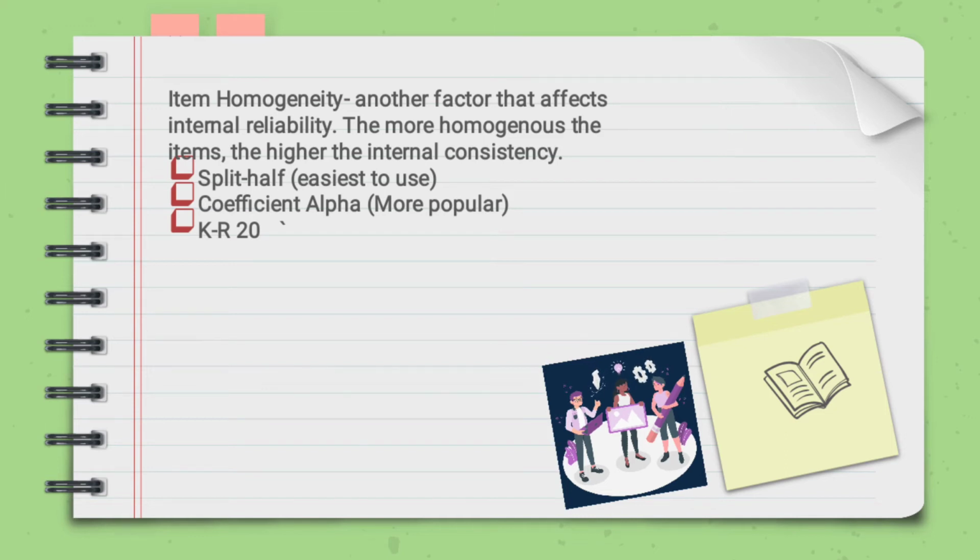So, for internal reliability, we also have what is called item homogeneity. In the slide you see, it is another factor that can affect the internal reliability of a test. When we say homogeneity, from the word itself, all the items measure the same thing. So the question is, do all of the items measure the same thing or do they measure different constructs? The more homogeneous the items, the higher the internal consistency.